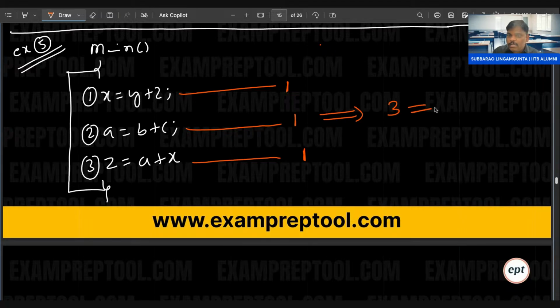Every constant, remember, 3 is a constant, can be written as 1. Big O of 1, omega of 1, theta of 1.